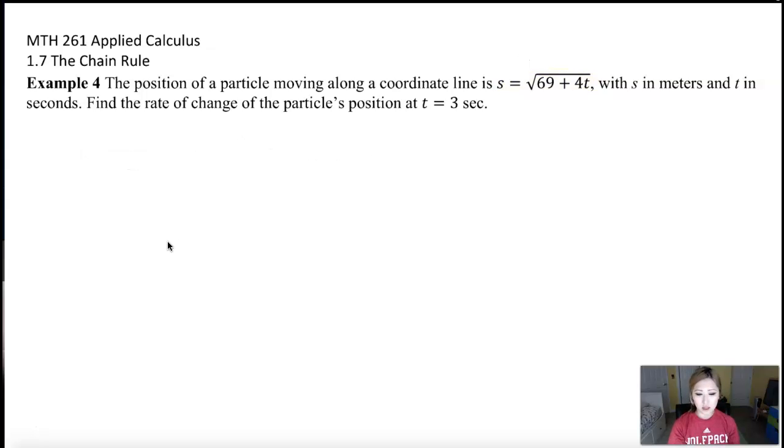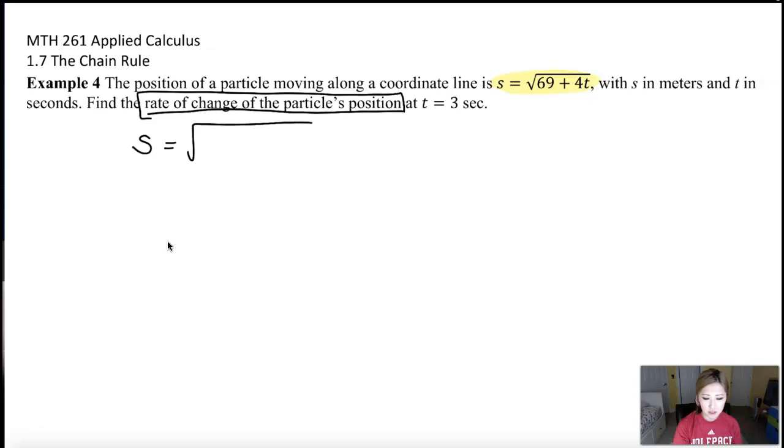Let's see. They're asking us to find the rate of change of the particle's position. So how fast its position is changing, its velocity. So what we need to do is, we're not only working with this position function, we need to find out how fast position is changing. So we need to find the derivative of this function, the derivative of the position function.